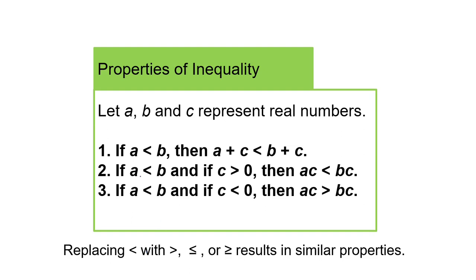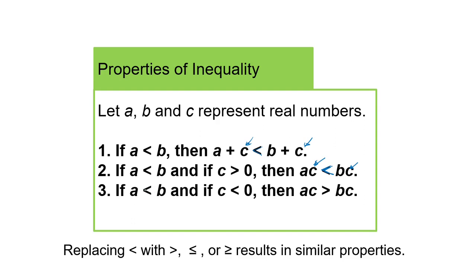If we have an inequality, A less than B, then I could add C to both sides of the inequality, and it does not change the direction of the symbol. If A is less than B, and if C is greater than 0, then we can multiply both sides by C, and the direction of the inequality will not change as well. The third property is very important.